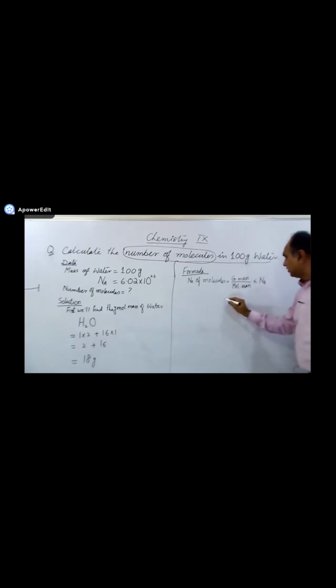Substitute the values. What is the mass given to us? 100 gram. What is the molecular mass of water? 18 multiplied by 6.02 into 10 to the power 23. So now we will use what? We will use the scientific calculator. We will multiply first 100 by 6.02 into 10 to the power 23.